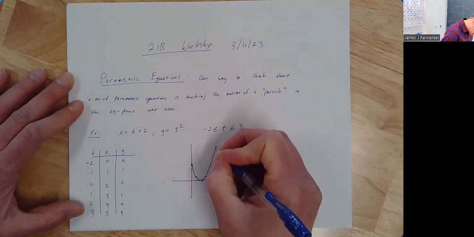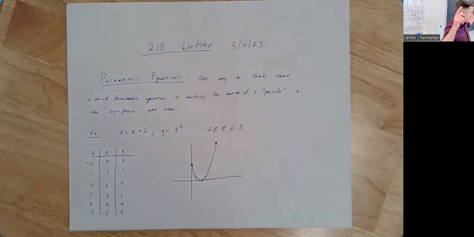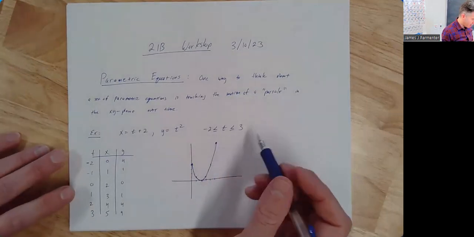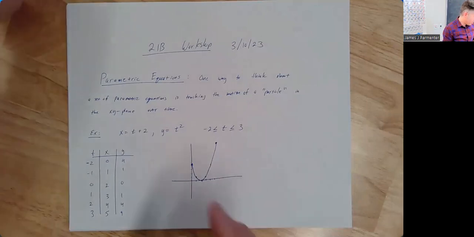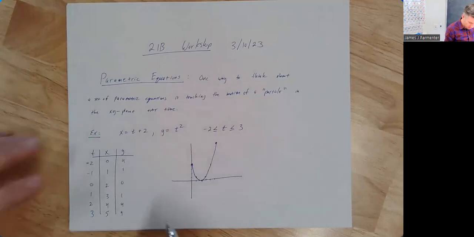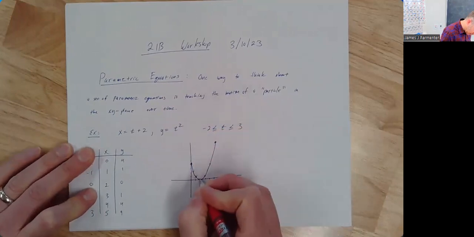Unlike when I typically draw a graph, I'm not going to extend it with arrows in either direction, because I've specifically said t between -2 and 3. I would, however, draw arrows indicating the direction the particle travels as time moves forward. So you can draw little arrows to show the direction of time increasing.